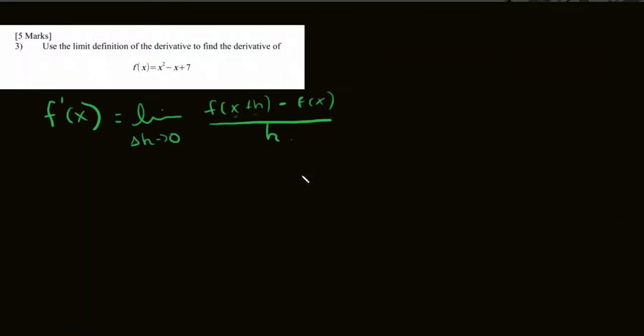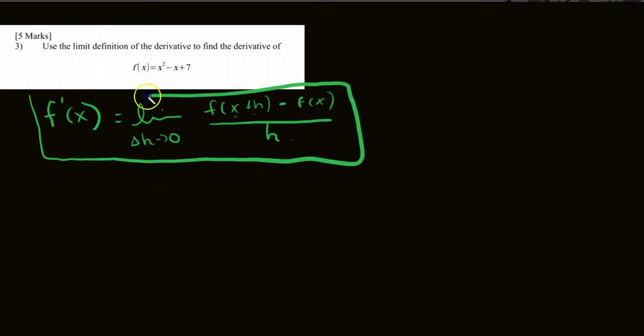Alright, so the next problem is asking us to use the limit definition of the derivative to find the derivative of f of x equals x squared minus x plus 7. Do not evaluate this problem using regular differentiation rules. You have to use the limit definition of the derivative, the old school method, I guess. This is the formula, and you got to memorize it. It's pretty easy to memorize, just photographic memory. Stare at it for like 2 minutes.